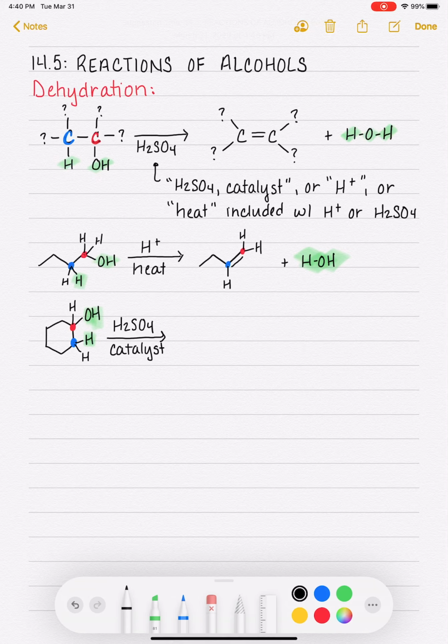So now I'm going to draw the product of the reaction. Just to keep things clear, I'm going to highlight my red carbon, I'm going to highlight my blue carbon, and I'm going to draw in everything that's not highlighted in green, because the green stuff is the stuff that we removed, HOH or H2O. And last but not least, a double bond in between the red and the blue carbons. And there you go.